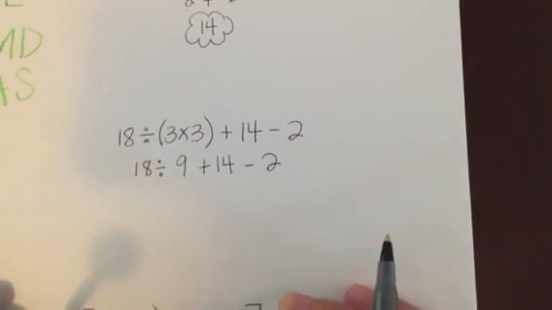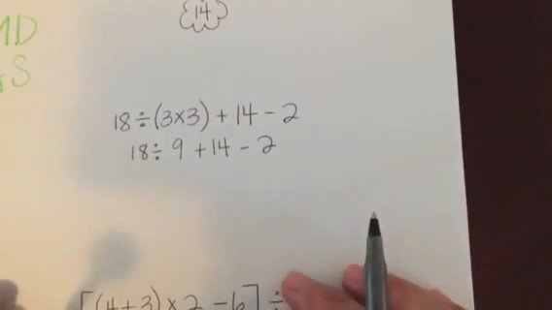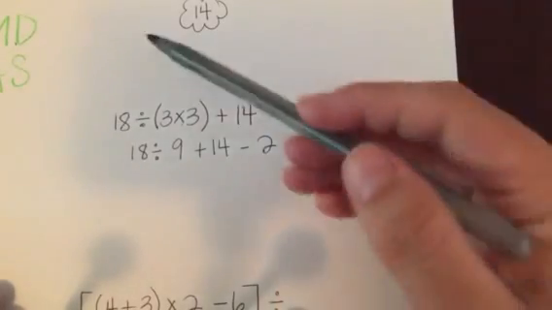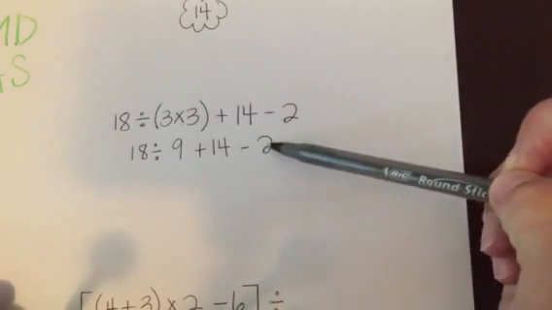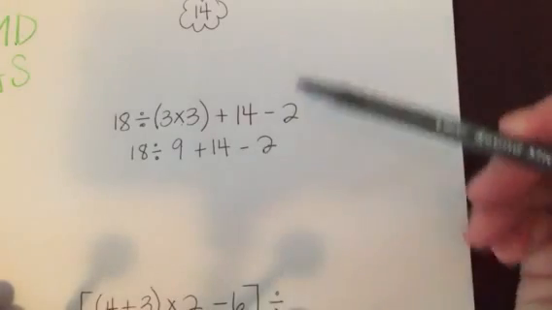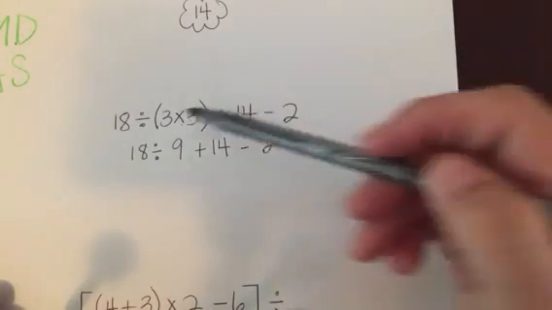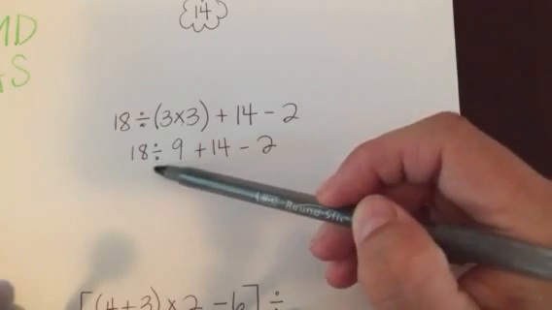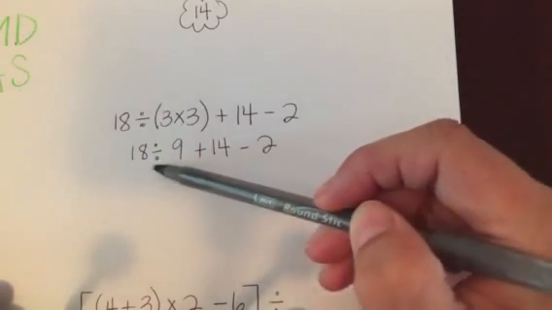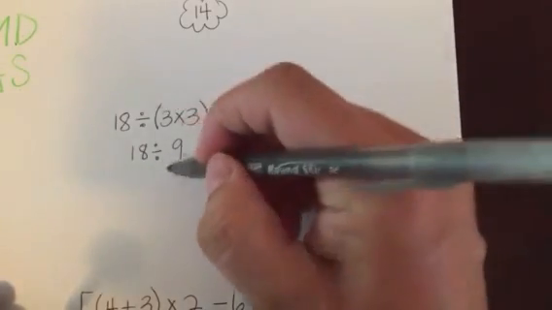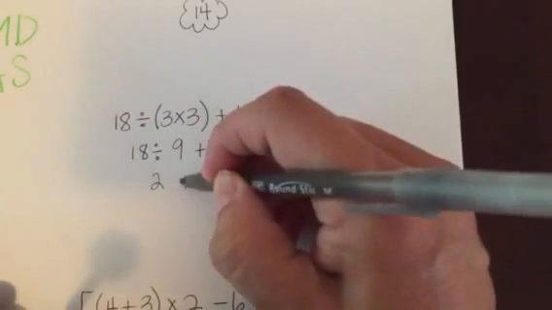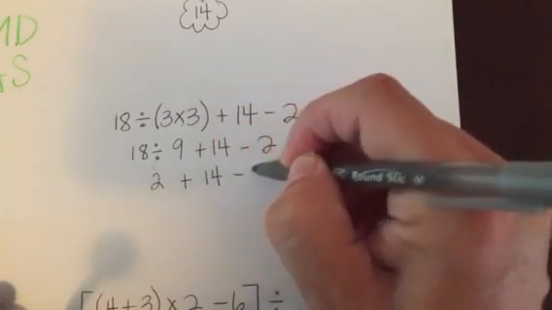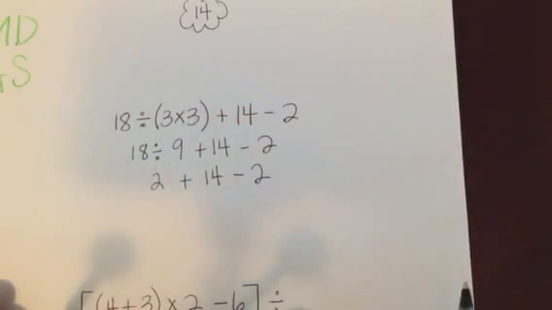Our next step, since we've gotten rid of all of our groupings, is to do exponents. And as you can see, we don't have any exponents. So we're going to move on to multiply and divide. And moving from left to right, my first sign here is division, which means that's what I'm going to do first. So 18 divided by 9 is 2. And I'm going to leave everything else the way it is.